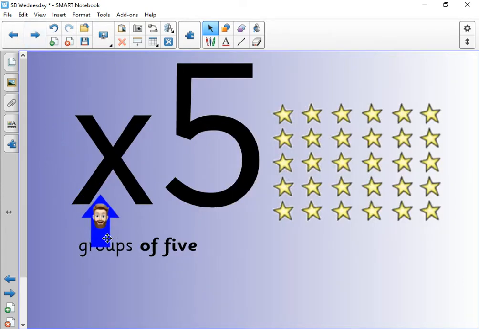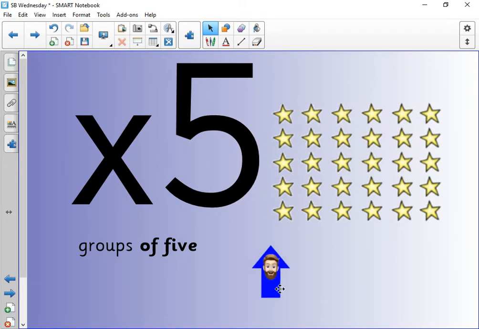Okay, so first let's look at times 5. So when we have the multiplication symbol, then 5, we're looking for groups of 5. We're trying to find 5 in each group. Lots of 5. Groups of 5. Okay? Look at this array here. Can you see the groups of 5?